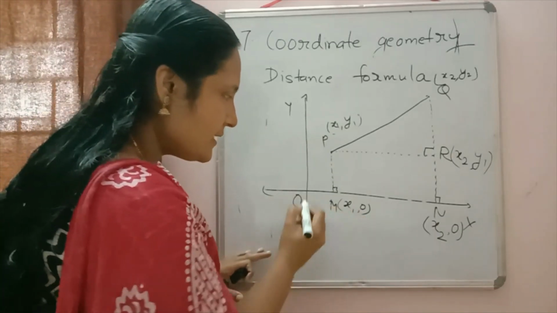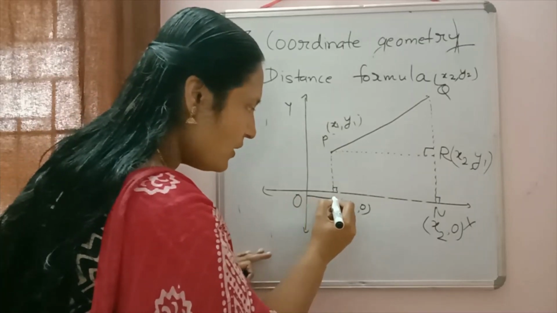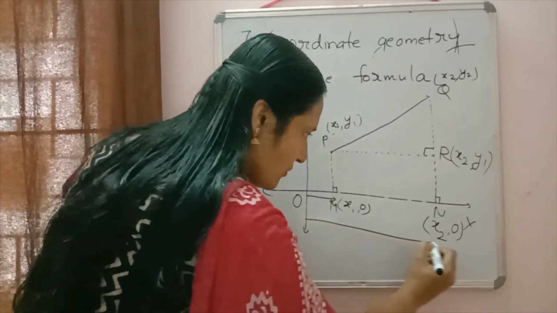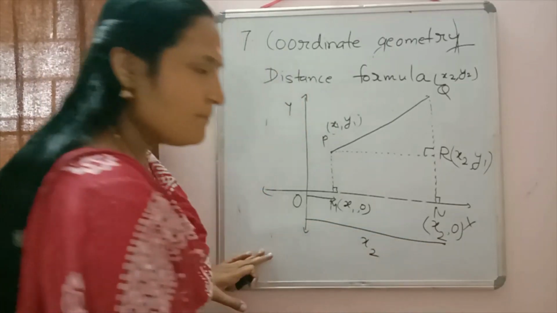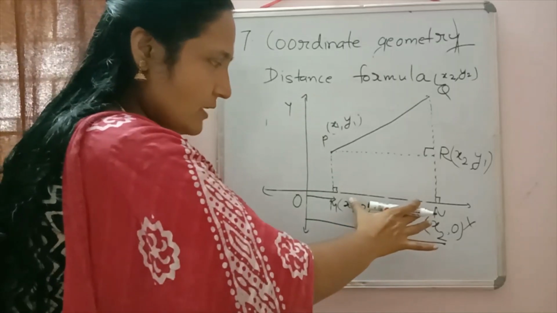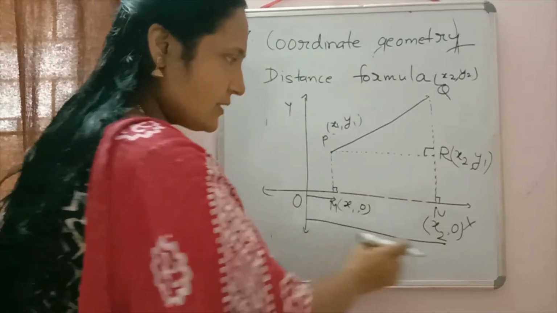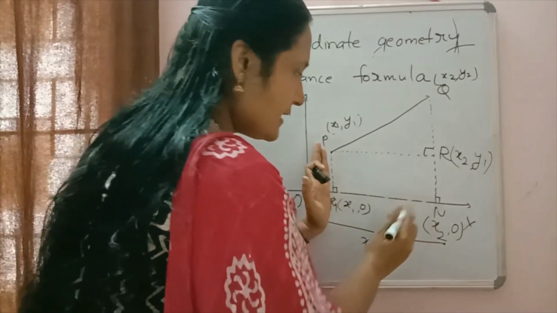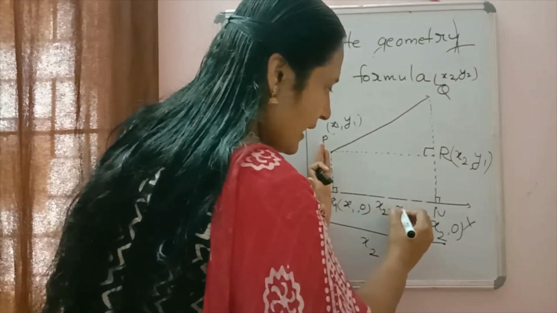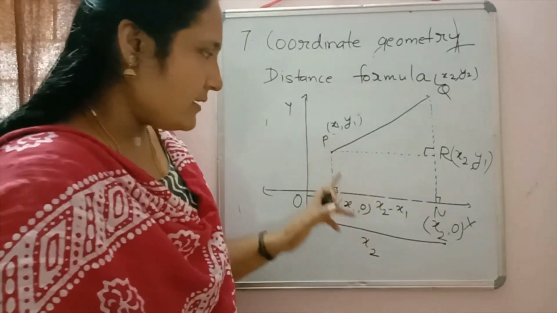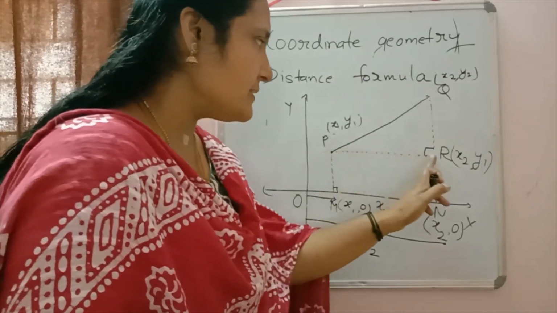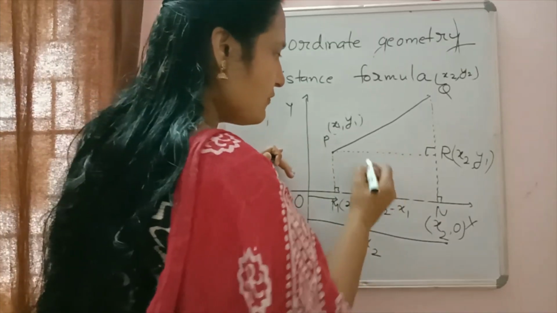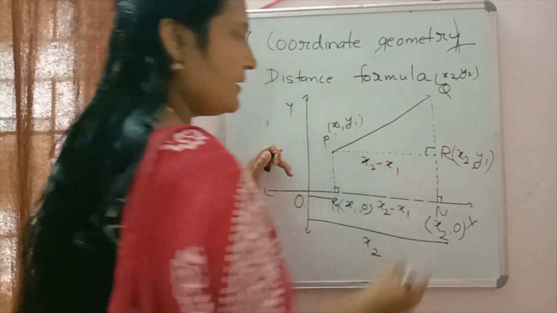OM. Here the coordinate is x1, which means from the point O to M the distance is equal to x1, and from O to N the total distance is equal to x2. So now can you say what the distance MN will be? The total distance is x2 and till here the distance is x1. So this distance MN will be equal to x2 minus x1. And since these are perpendicular lines, this forms a rectangle. So PR also will be equal to x2 minus x1.